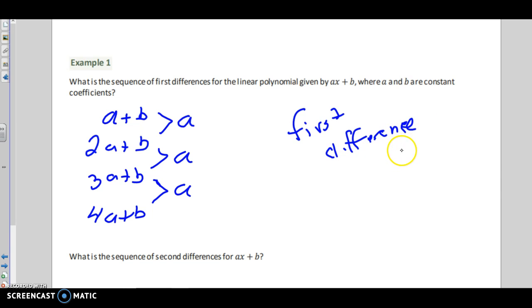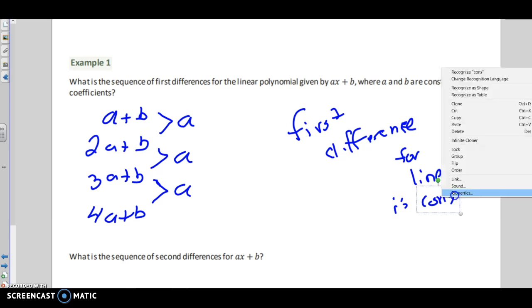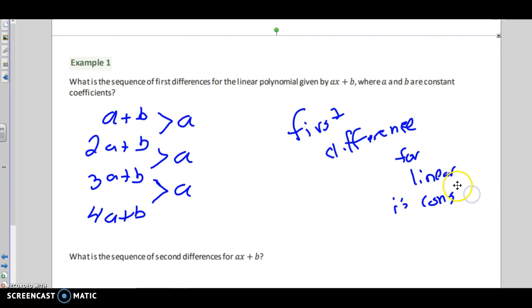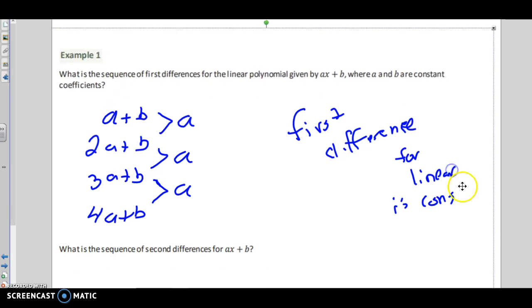So the first difference for a linear is constant. And inherently, you knew this. That's the constant rate of change we always talk about with linear equations.